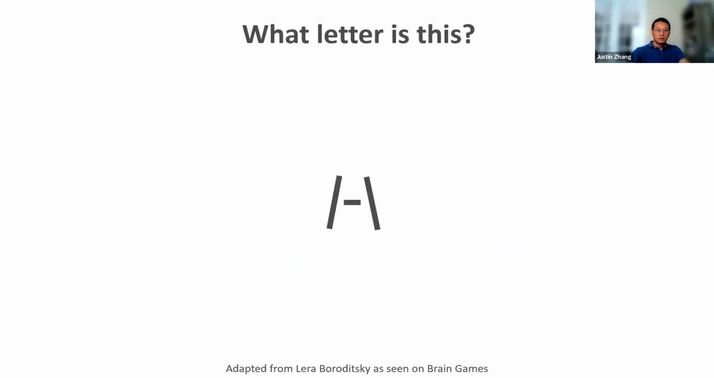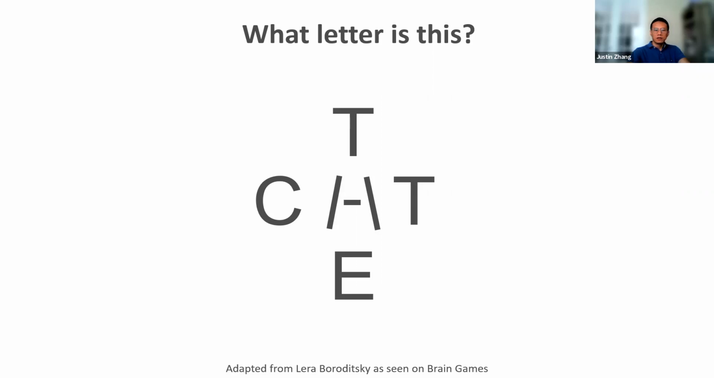So what letter is this? Some of you may say it's H, others may say it's A, because we do not have the actual context. If we add some context, vertically we can see it's H. Horizontally, we may argue it's A. So if we have the context, we can determine the meaning of the actual visual presentation.